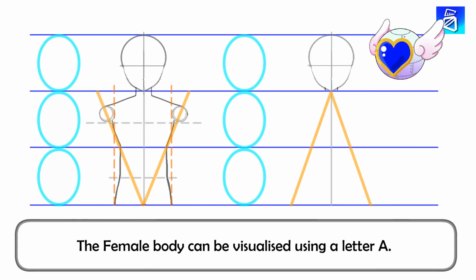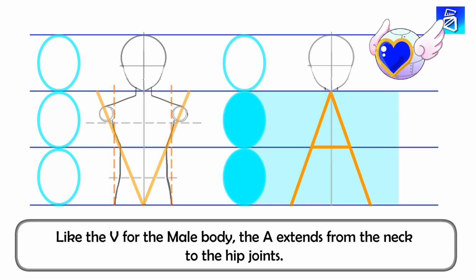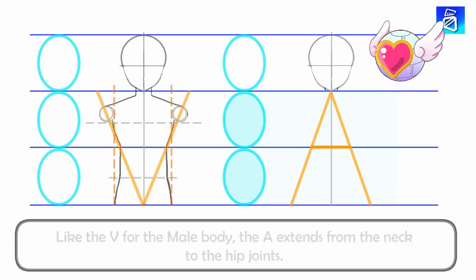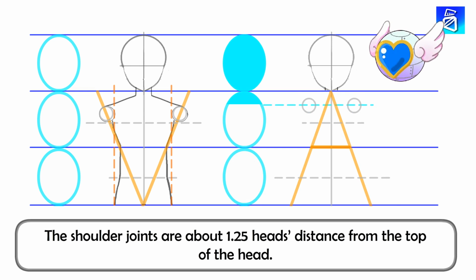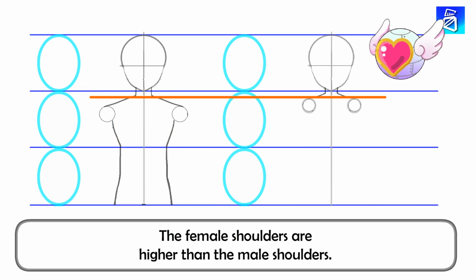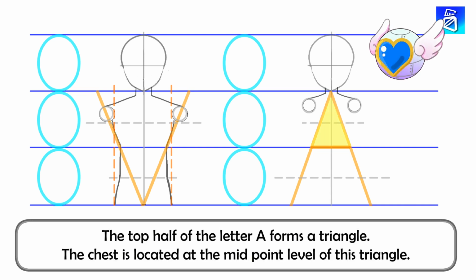The female body can be visualized using a letter A. Like the V for the male body, the A takes up 2 head volumes and extends from the neck to the hip joints. The shoulder joints are usually about 1¼ heads distance from the top of the head. The top half of the letter A forms a triangle, and the chest is located at the midpoint level of this triangle.